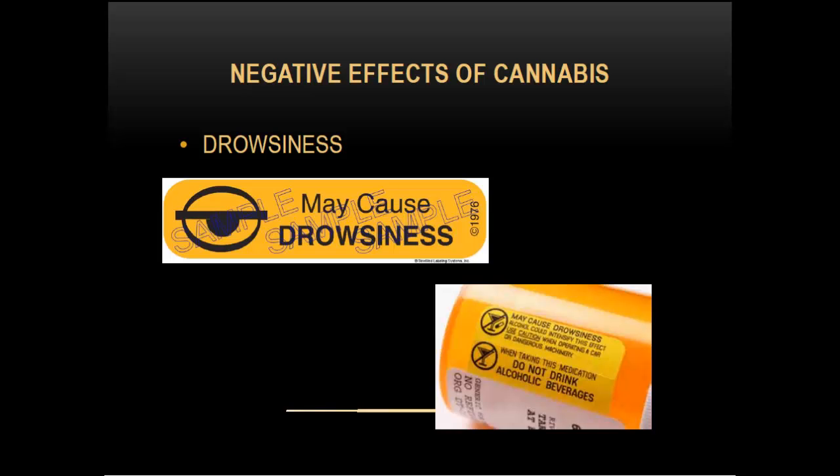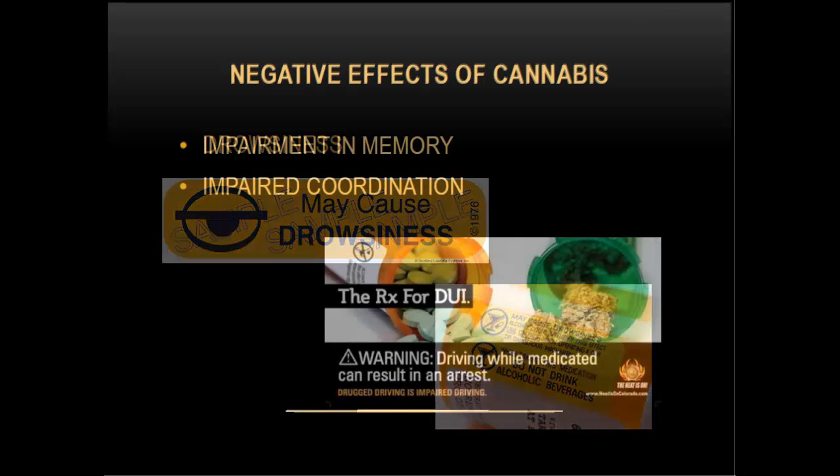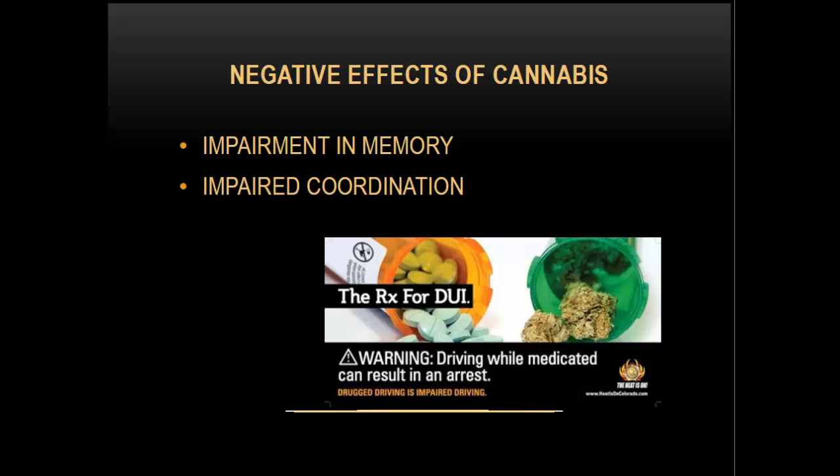So, the drowsiness is a big thing. And then impairment in memory and coordination. For these, there are several things that we worry about. One is divided attention ability. Marijuana, or cannabis, is one of the biggest categories that will result in the impairment of divided attention ability, which is the ability that you need to operate a vehicle safely.